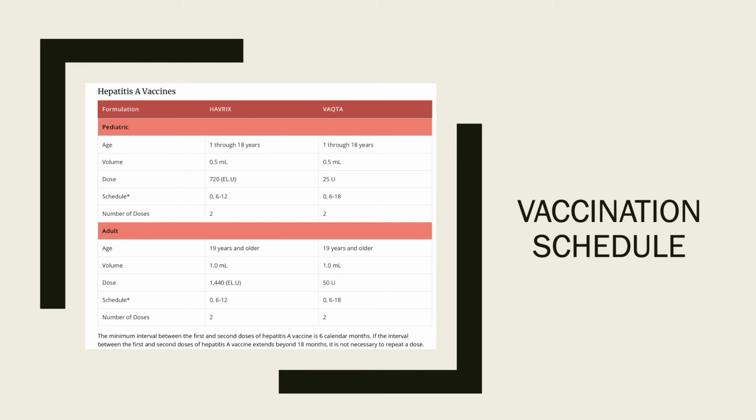Havrix, you get the initial dose, which you're supposed to get in the scheduled pediatric immunizations, and then you get the second 6 months later. Vaqta can be extended up to 18 months later. Havrix can be extended up to 12 months later. However, it's best to get it at that 6-month mark. But if you extend past the 12 or 18 months, you would have to restart the cycle of getting the vaccine.